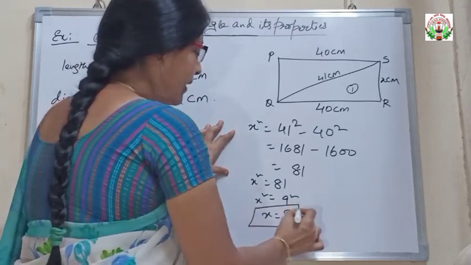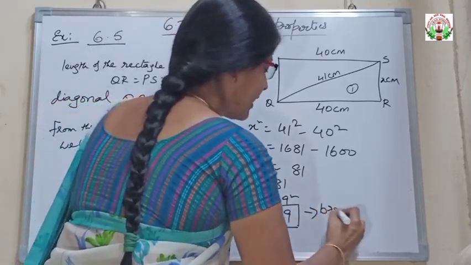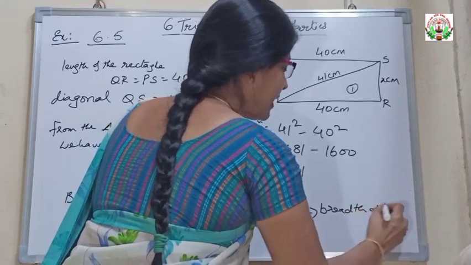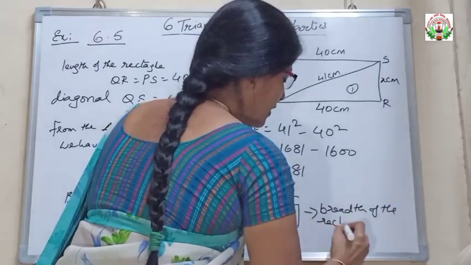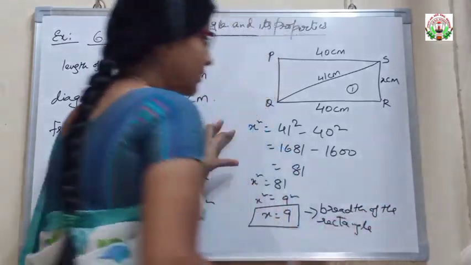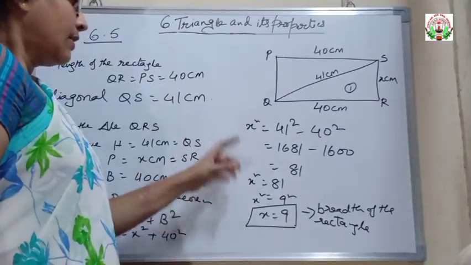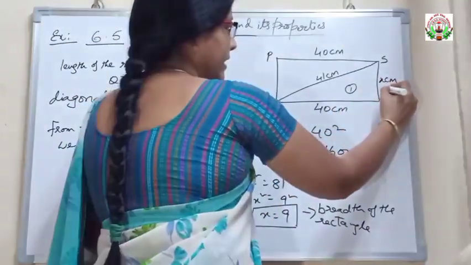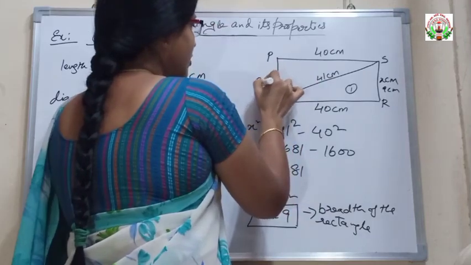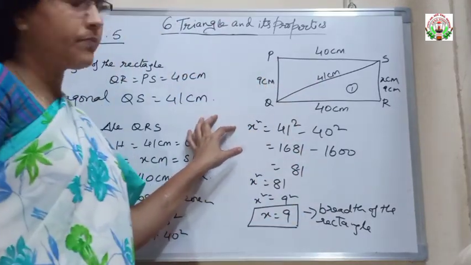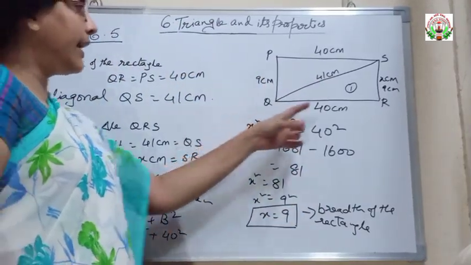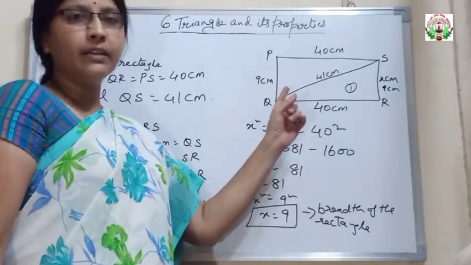So we got the breadth. This is the breadth of the rectangle. That is, here it is 9 centimeters, and here it is also 9 centimeters. So we got the length and breadth. Now you can find the perimeter.